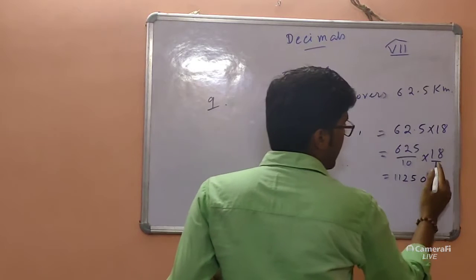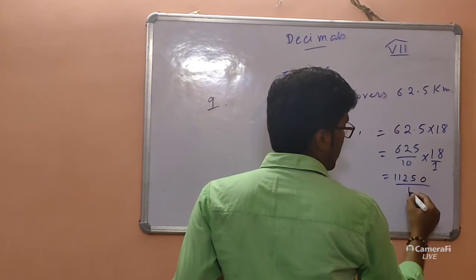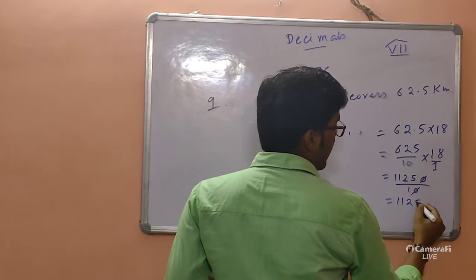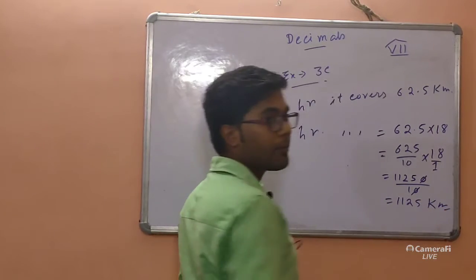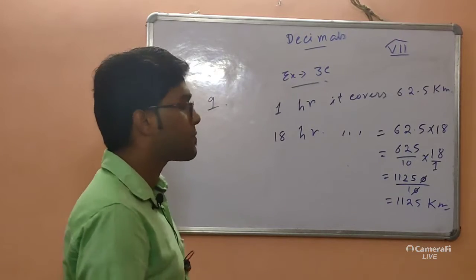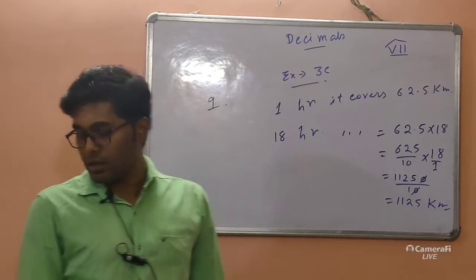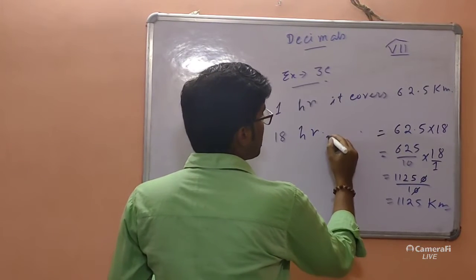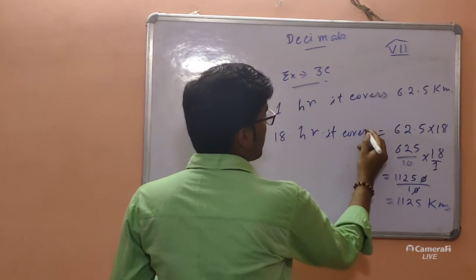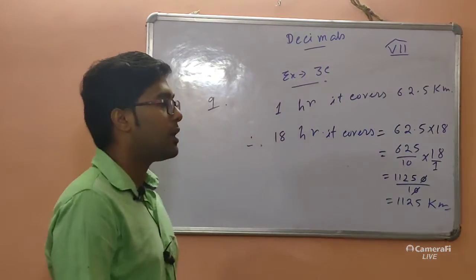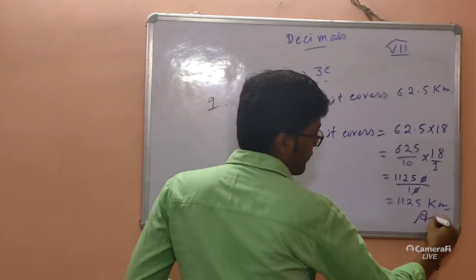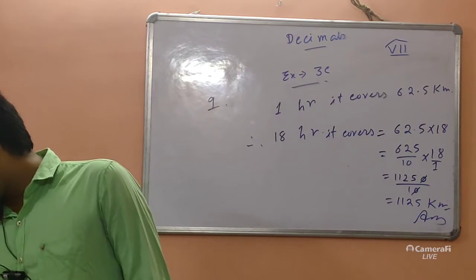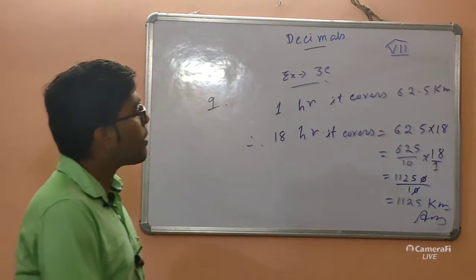And here the denominator is 10 into 1, so 10. So the 0 and 0 cut down, and there is 1125 km. Clear? So therefore in 18 hours it covers this much kilometer, and that's your answer. Okay, let us do the next one, question number 10. Similar way we will do.